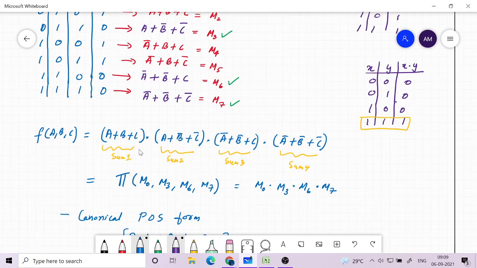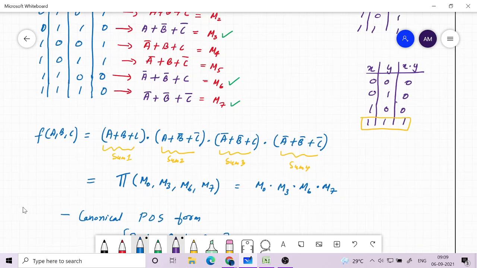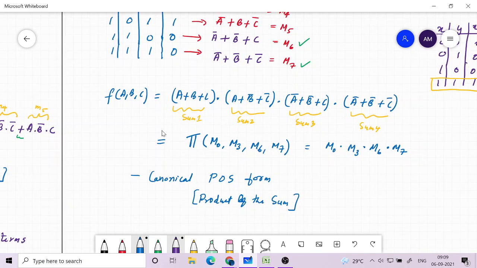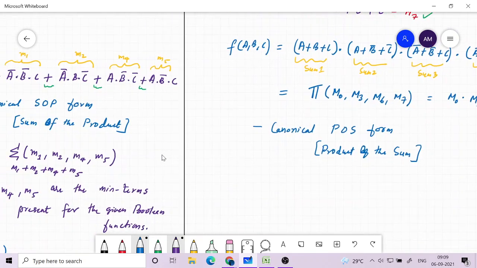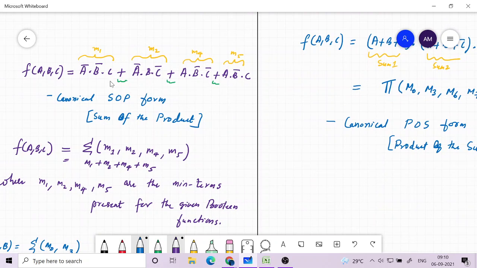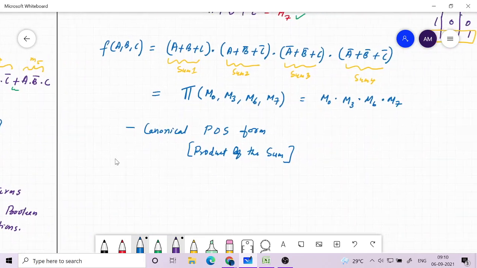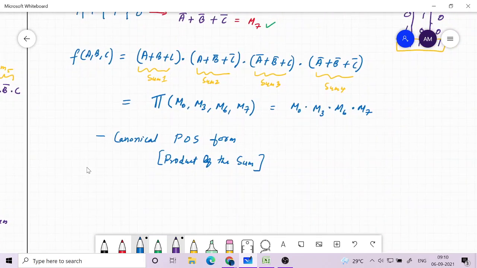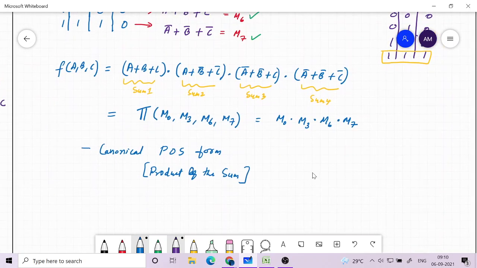Now if any of them is 0, you know that when you have a product, the entire function will become 0. But if the output has to become 1, whenever any of them becomes 1, you just use the OR operation. But if the output has to become 0, when any of them becomes 0, you have to do the AND operation. So that's basically the difference.